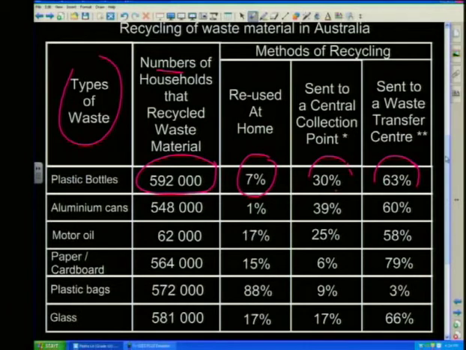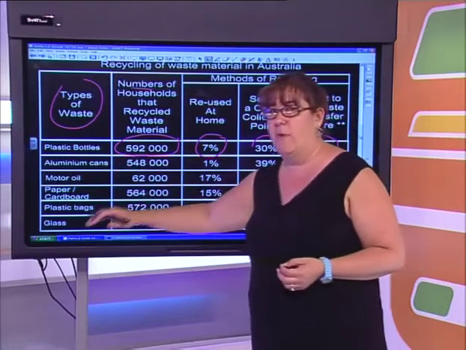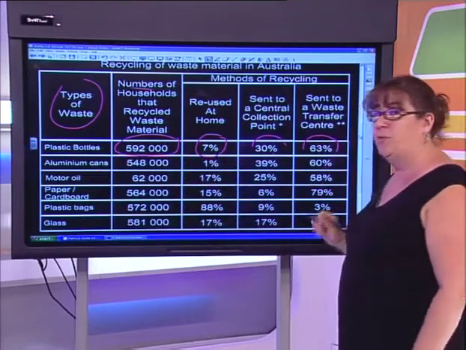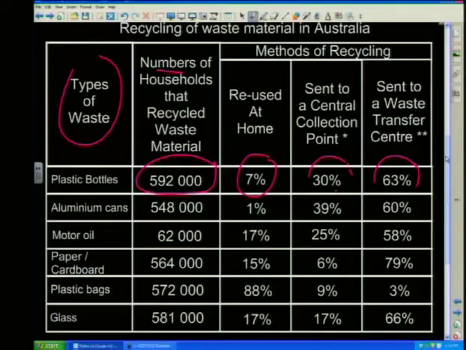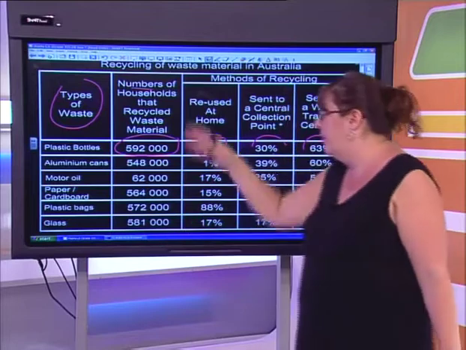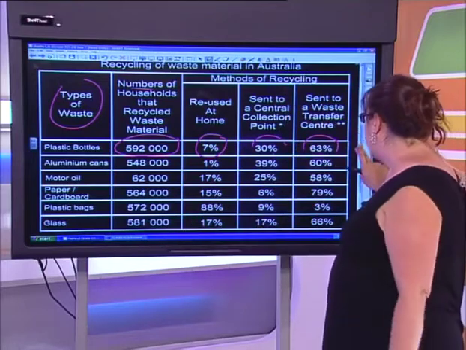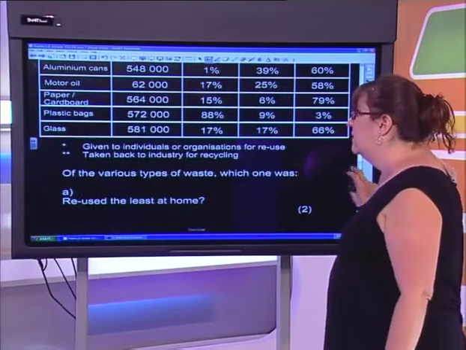And then for each different type of waste, I've got the same percentage breakdown and number breakdown. So I've got aluminium cans, motor oil, paper and cardboard, plastic bags and glass. Now, I would love to see these statistics for South Africa. I'm not sure if they're actually available. So let's now see what the questions ask us.